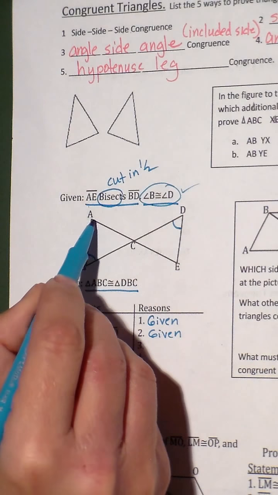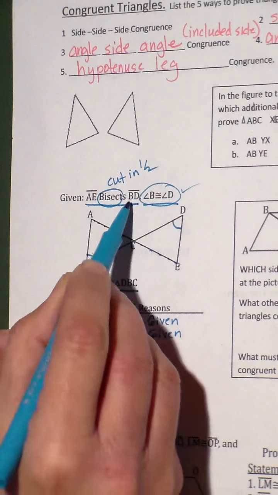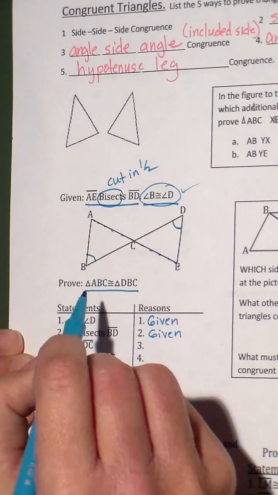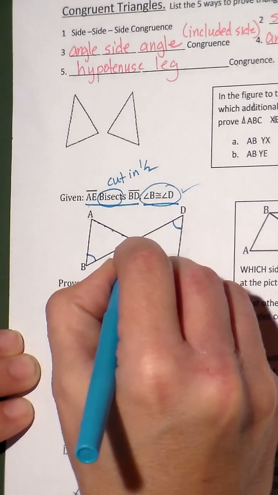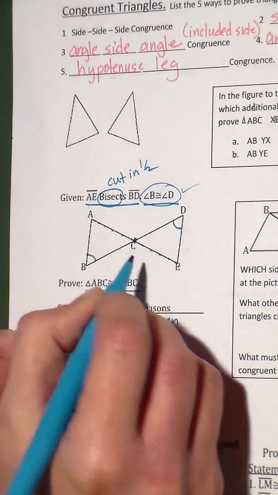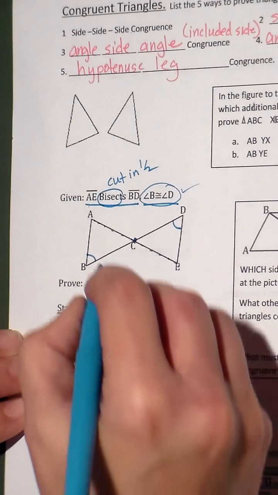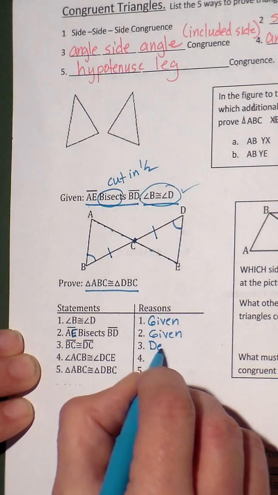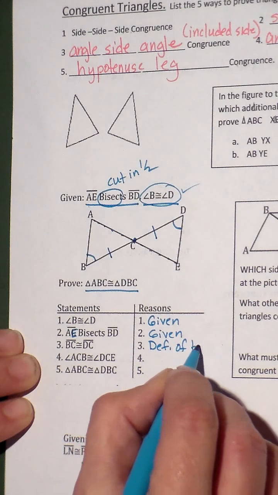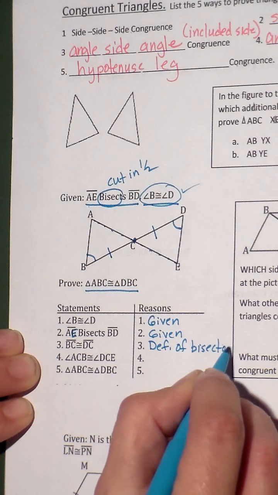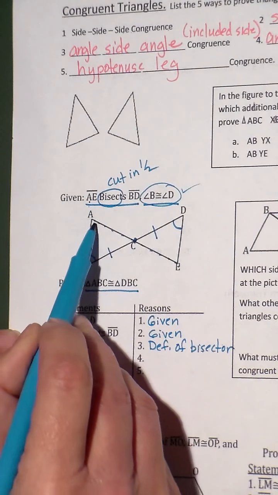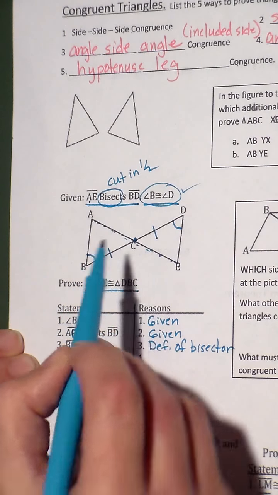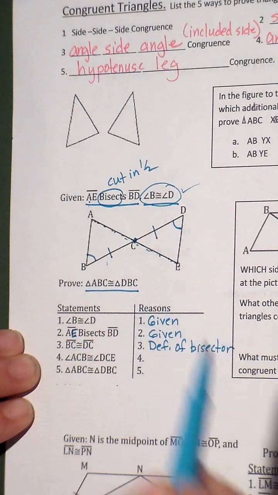So AE, which is this one right here, cuts BD in half. That means that C, the point where AE goes through, is in the middle. So I can say that BC and CD are congruent by the definition of bisector. Because that's what it's saying. AE is the bisector of BD, so that means it cuts BD in half.